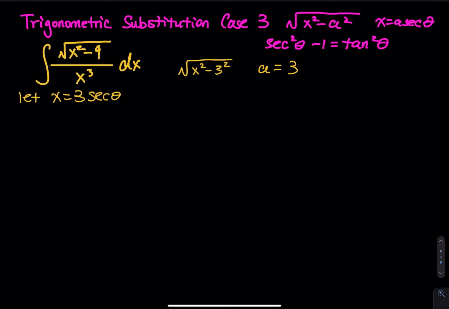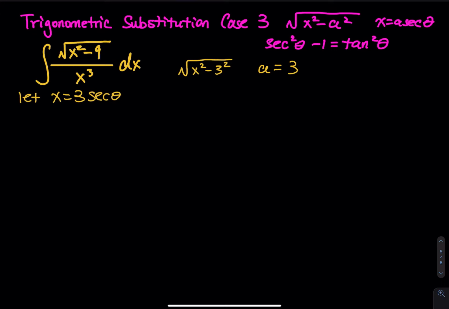In the integrand of this integral, there is an x squared minus 9, so that fits into trigonometric substitution case 3, where there is an x squared minus a squared. So in this case, the constant a is equal to 3, because 3 squared is equal to 9. According to case 3, you have to let x equal a times secant theta, so I let x equal 3 times secant theta.